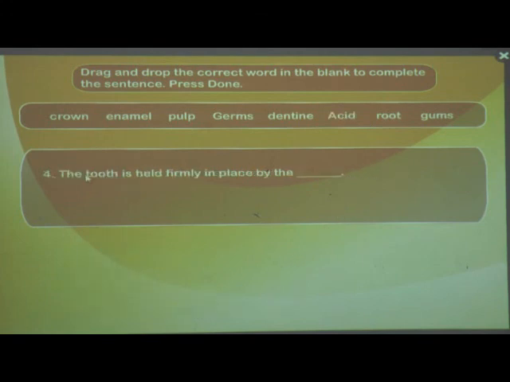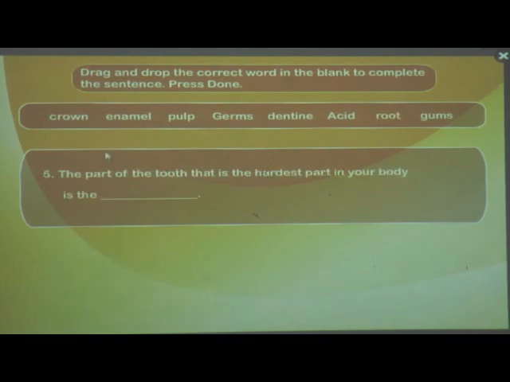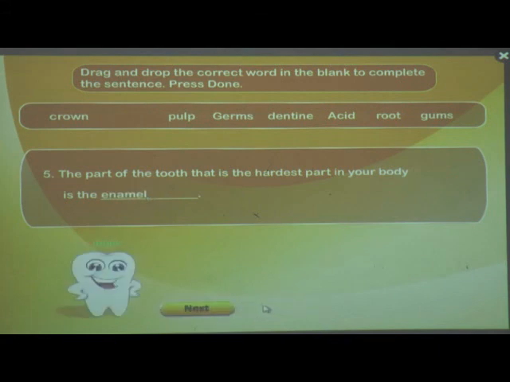Now next question: the tooth is held firmly in place by which part of the tooth? Yes, do you remember? Yes, it is correct. Root. The tooth is held firmly in place by the root. Now we will move to next question. The part of the tooth that is the hardest part in your body is the, which is that? Yes, enamel. Yes, correct.